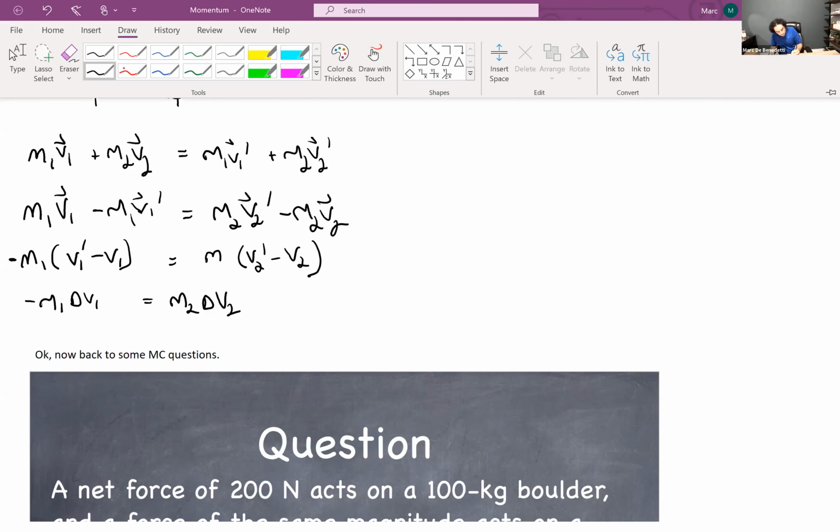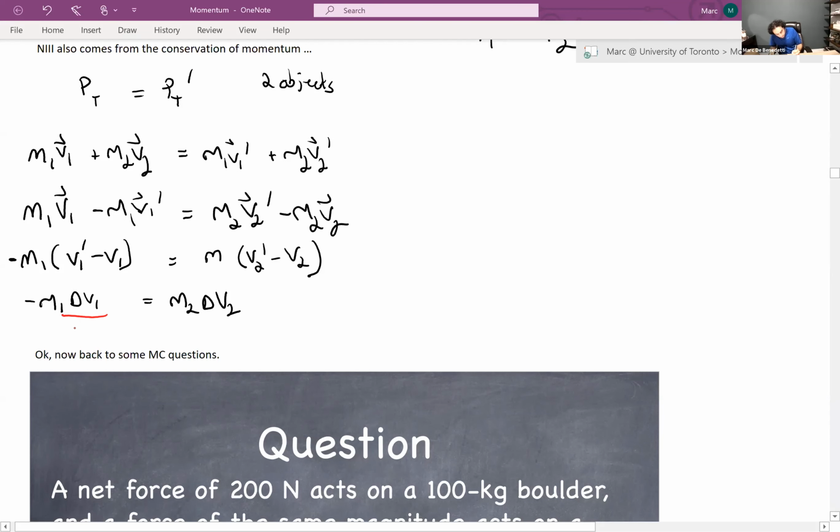Now all we do is what we do to one side, we do to the other side. So let's divide the left side by delta t. Let's divide the right side by delta t. And after we do that, we get minus m1 a1 equals m2 a2, which is minus F1 equals F2.